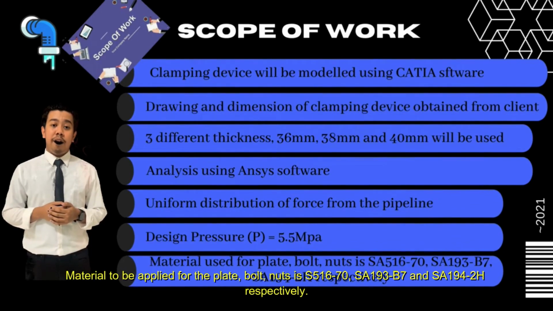Material to be applied for the plate, bolt and nut is SS 5.6, 70, SA 193 B7 and SA 194 2H respectively.